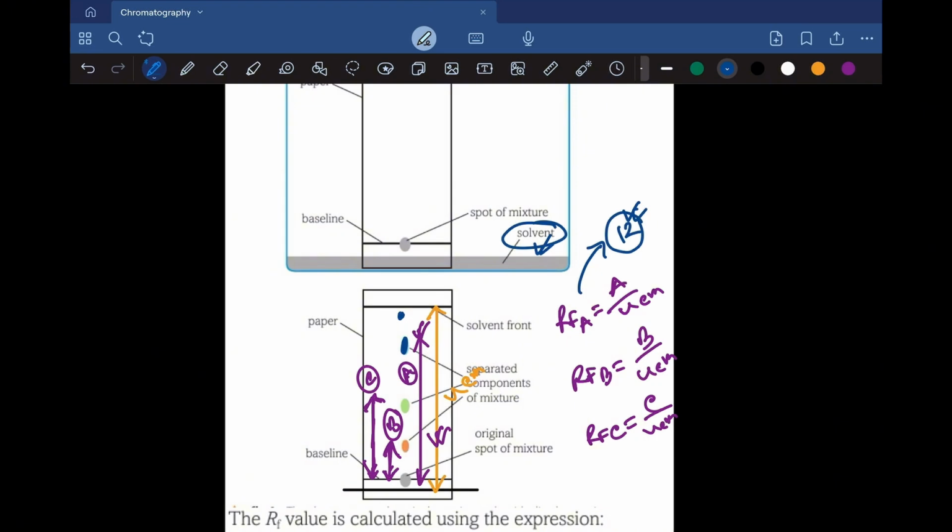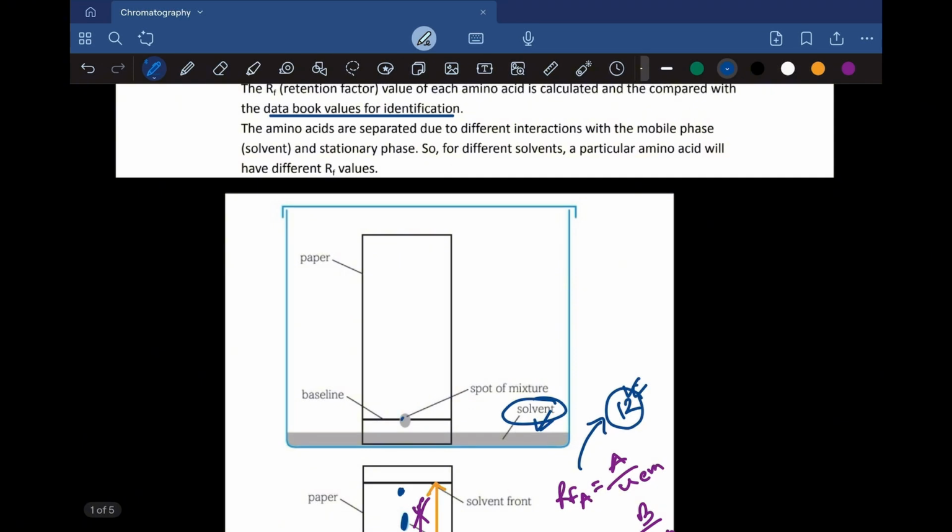So the height the component of the spot reaches depends upon the solvent in which paper chromatography has been done. Okay, this is what they have written. Let's say this particle will move up to this point if water was used, but rather than water, if ethanol was used, then this particle would have reached this position. So basically, this is the difference of the solvent. For different solvents, a particular amino acid will have different RF values. This is all about paper chromatography.